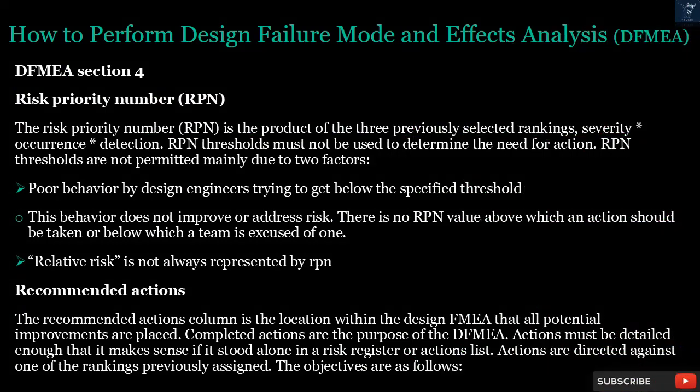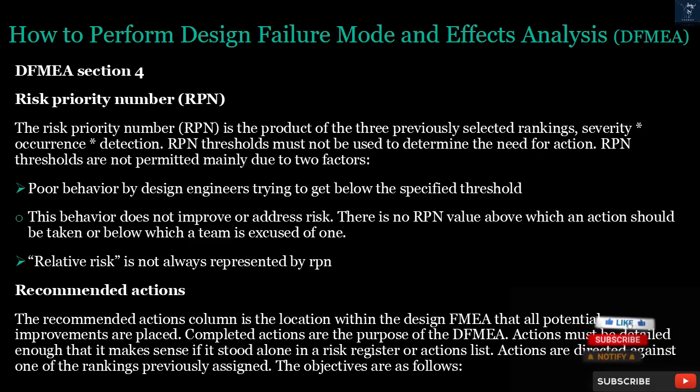DFMEA Section 4. Risk Priority Number, RPN. The Risk Priority Number, RPN, is the product of the three previously selected rankings: severity times occurrence times detection. RPN thresholds must not be used to determine the need for action. RPN thresholds are not permitted mainly due to poor behavior by design engineers trying to get below the specified threshold. This behavior does not improve or address risk. There is no RPN value above which an action should be taken or below which a team is excused of one. Relative risk is not always represented by RPN.